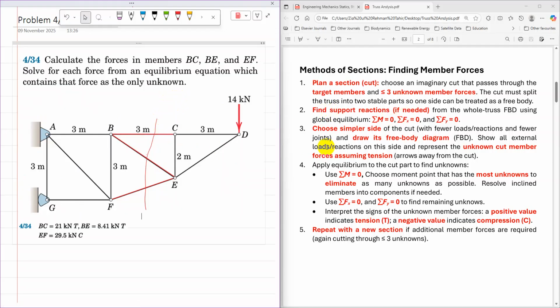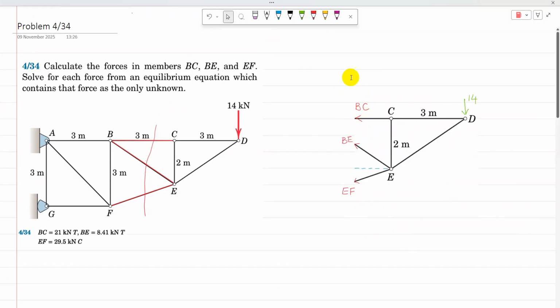Then, after choosing the simpler side, we need to draw the free body diagram, and all external loads or reactions on the side must be presented. And the unknown cut member forces, I'm going to assume them as tension, so arrows away from the cut. So now I'm going to draw its free body diagram, and then I'm going to explain how to solve this problem.